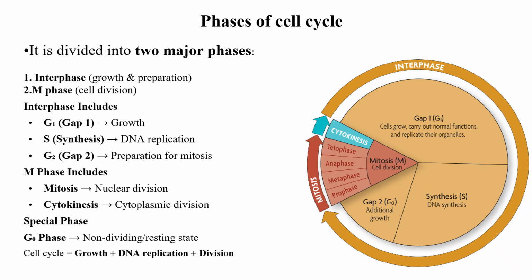So in this slide, it is explained in detail. Growth and preparation take place in this whole interphase. M phase is cell division. G1 is also known as gap one, where the cell grows and nutrients are required for normal functioning. The cell grows and carries out all normal functions in the G1 phase. In S phase, the DNA gets replicated. So DNA synthesis takes place only in the S phase.